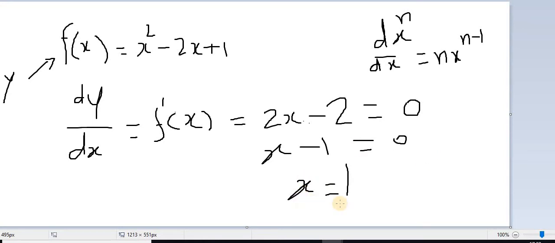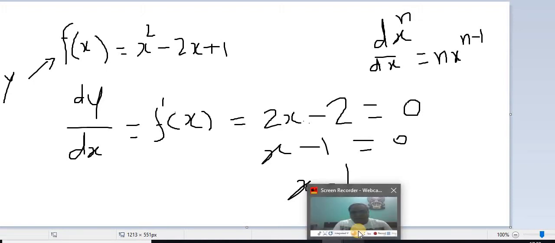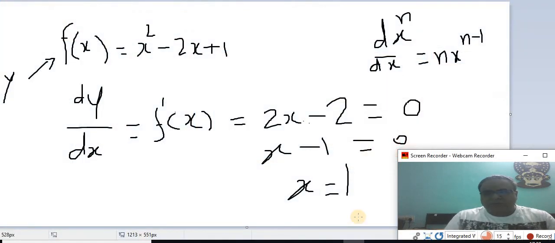Gradient descent is also a process to find out the minimum of a function for a particular value of x. That's what you need to understand. So gradient descent is also a process to find out the minimum of a cost function for a particular value of x.